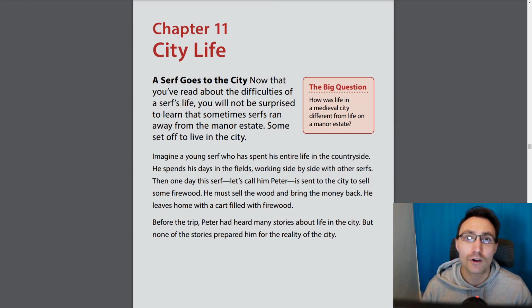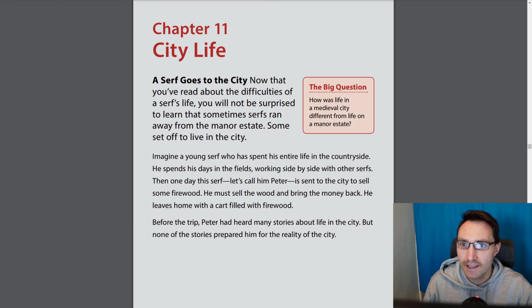We learned that he worked the land, helped with the mill, making bread, taking care of animals, and making the weapons, and he would exchange those things. He would give his taxes to the lord, and then he would keep anything that he had left over. And so we learned about the life of a serf.